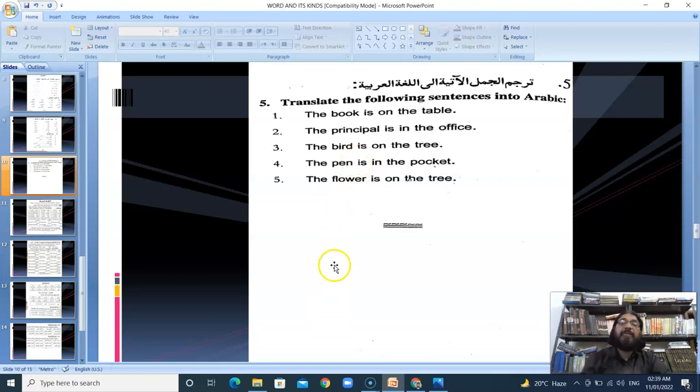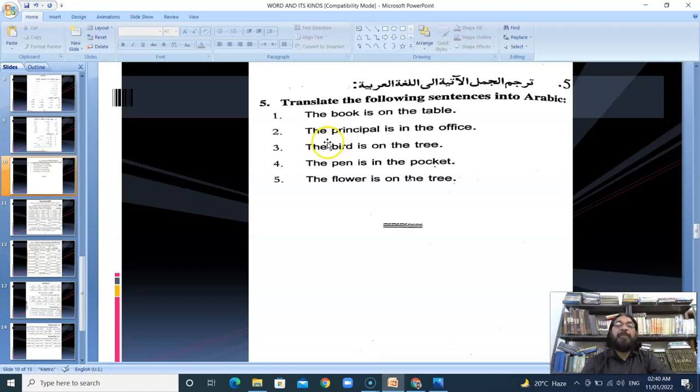And at last, I have translated in Arabic also. So in the written shape, you will see after this page, after a few pages, sentences will be given like this. The book is on the table. You have to make the Arabic of this sentence. The book, al-kitab, is on, ala, the table, al-maktab. So al-kitabu ala al-maktab.